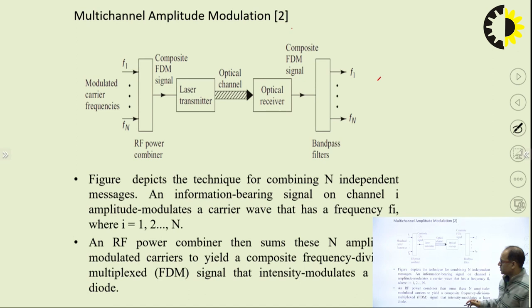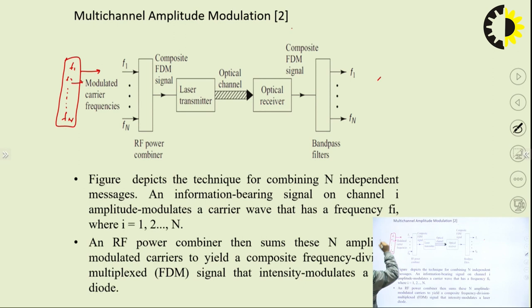Now see this figure. You can see a number of carriers F1 to FN. These are amplitude modulated carrier frequencies. These are all combined onto the single channel using an RF power combiner. Now this FDM signal is amplitude modulated using a laser, or you can say intensity modulated using a laser transmitter, and this signal is transmitted over an optical fiber cable.